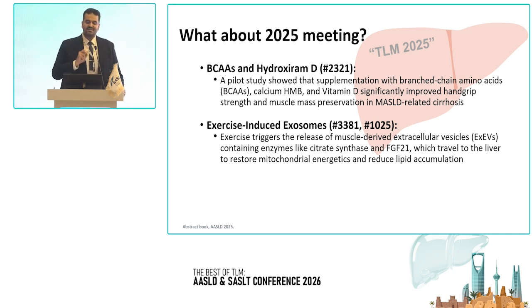So from the 2025 meeting, there was also a pilot study talking about supplementation with branched chain amino acids and calcium and vitamin D for improving hand grip strength and muscle mass preservation in the people with muscle-related cirrhosis. Also, the exercise triggers the muscle to be releasing the muscle-driven extracellular vesicles containing the fibroblast growth factor 21, which is basically the idea of the fluoxetine Dr. Noureddin was highlighting as one of the most promising treatments for muscle D.